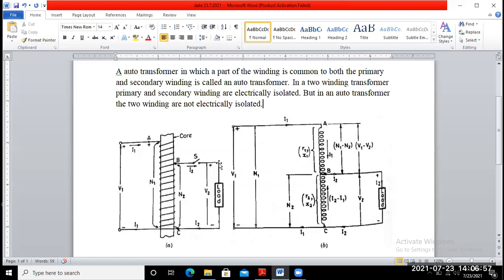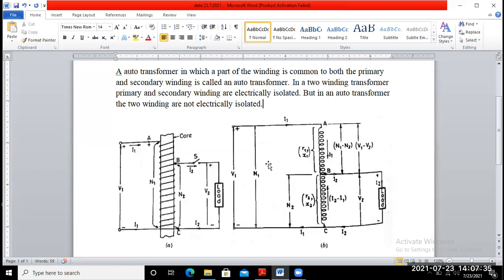So we will explain one by one here for the two windings, that is the primary and secondary. All the parameters of the primary and secondary winding, whatever standard notation we use in the conventional two winding transformer, the same things are used here. That means the number of turns is represented by N1 and N2, V1 and V2 are your supply voltage and load terminal voltage, and I1 is your primary current and I2 is your load current. Okay, so let me try to explain this auto transformer briefly.